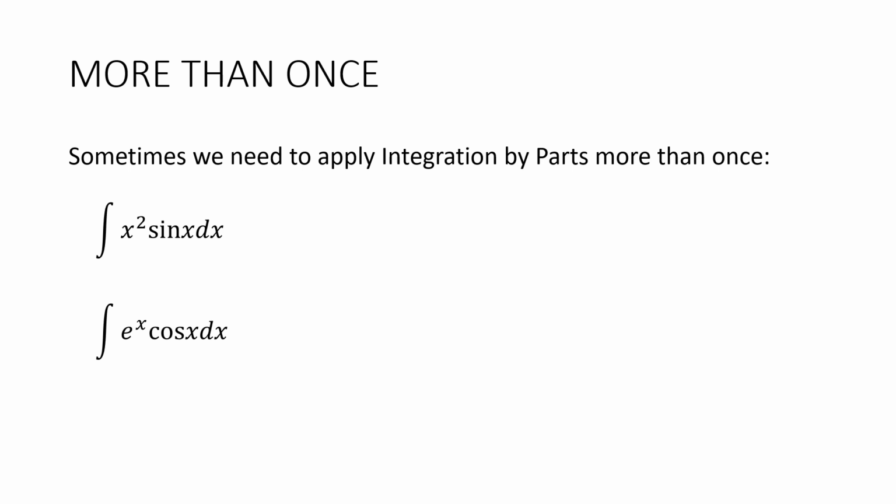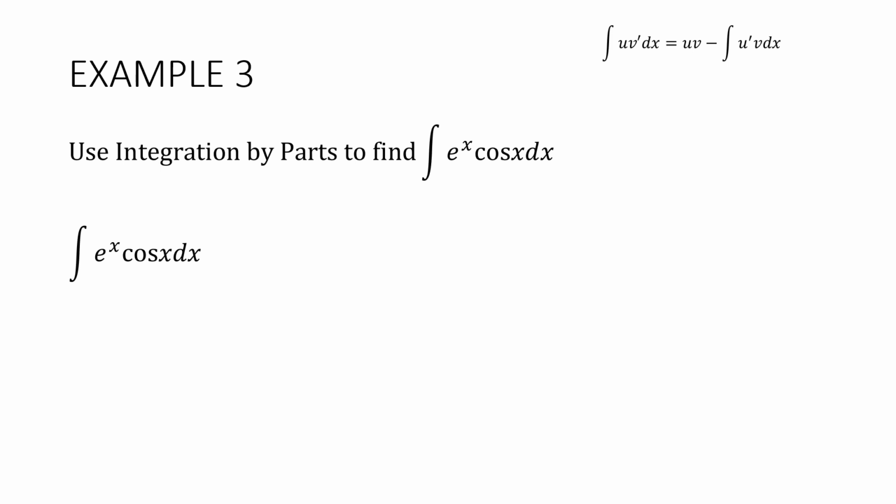Now sometimes we need to apply integration by parts more than once. In this first example, if we choose u to be x squared, the first time we do integration by parts, that'll reduce to an x. And then if we do it again, it'll reduce to an x to the naught, which is 1. And we'll be able to integrate the trig term that remains. This is another example, but not immediately obvious, so we're going to have a look at that question next: integration by parts to find the integral of e to the x cos x dx.